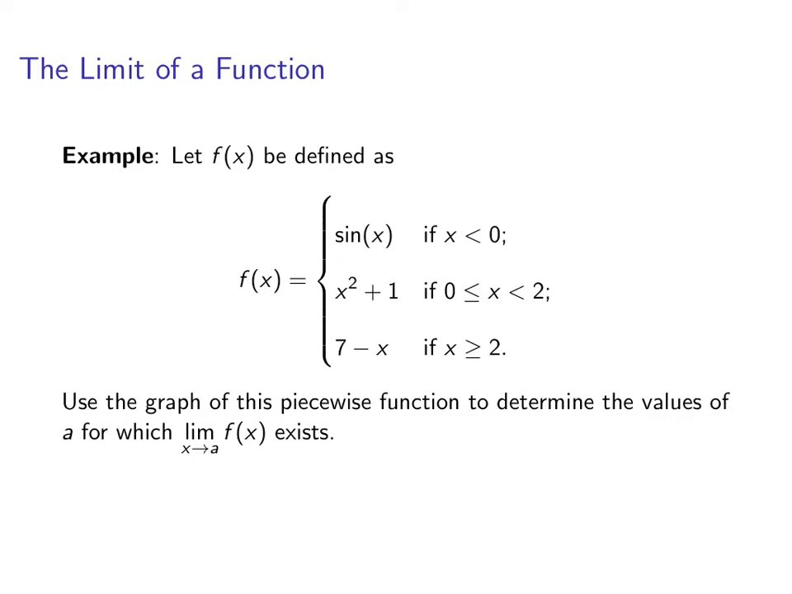Hello, calculus fans. We're going to create this piecewise defined function. So f of x will be equal to sine x, as long as x is less than 0. It's equal to x squared plus 1 if x is between 0 and 2, including 0. And it's equal to 7 minus x if x is bigger than or equal to 2.